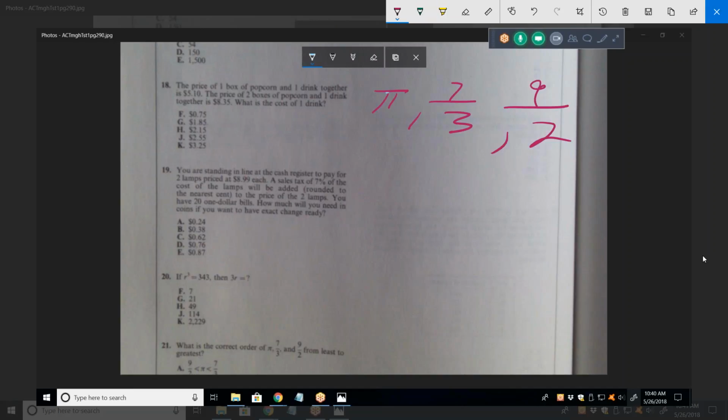Okay. What's your strategy going to be? Well, I know a pi. I recognize pi easily, but then I look at 7/3 and 9/2. What's pi?